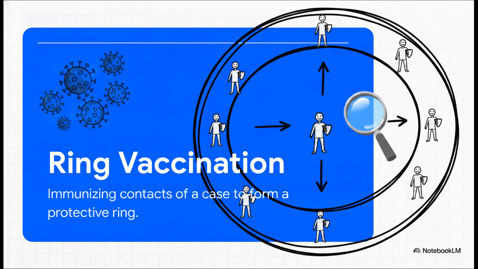Alongside those targeted treatments, we also have a highly effective vaccine for Ebola, known as Ervebo. But honestly, it's not just the vaccine itself that's brilliant, it's how public health teams deploy it, using a strategy called ring vaccination. Instead of trying to mass vaccinate an entire country, they identify a confirmed case and they immediately vaccinate all their close contacts, plus the contacts of those contacts. It literally builds a protective ring of immunity around the patient, starving the virus of new hosts and stopping the chain of transmission dead in its tracks.